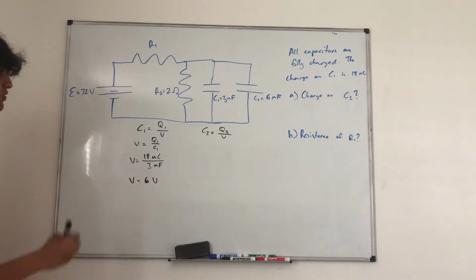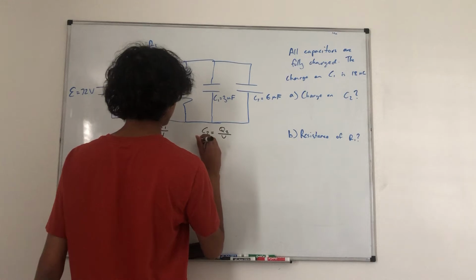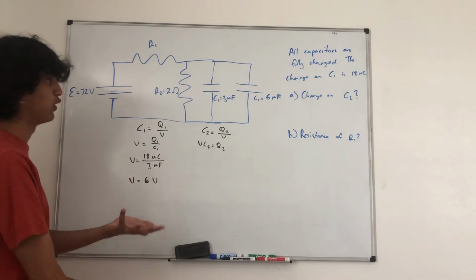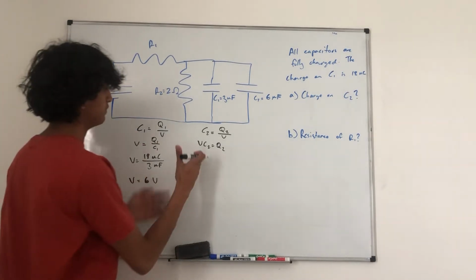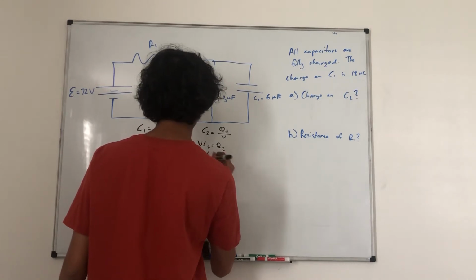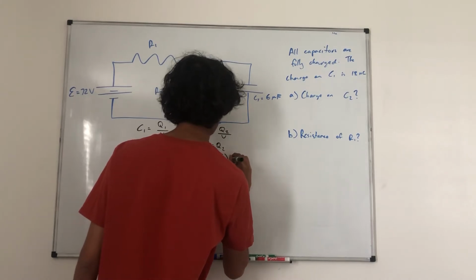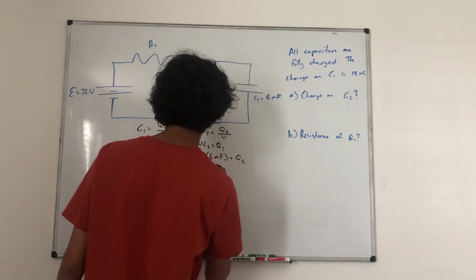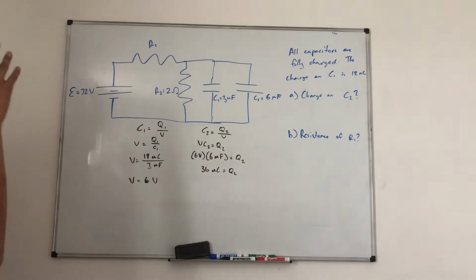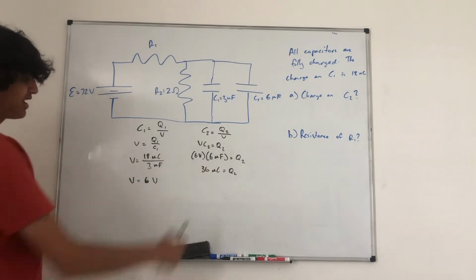So if the voltage is 6 volts, I need to find Q2, so V times C2 is going to equal Q2. This just comes straight from the capacitance equation on your equation sheet. So we have 6 volts times C2, which was 6 microfarads, and we get Q2 is going to equal 36 microcoulombs. Remember, micro is 10 to the negative 6.